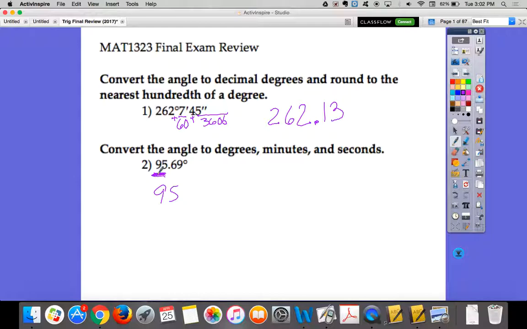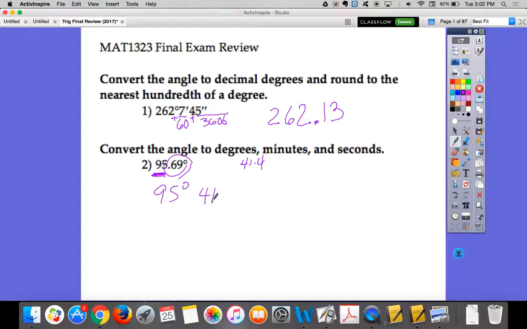The integer part is going to be the same. We're working with the decimals, so type in your 0.69. You're going to do the opposite of what we did before, and you're going to multiply by 60. And I got 41.4. Okay, so that's what I've got.